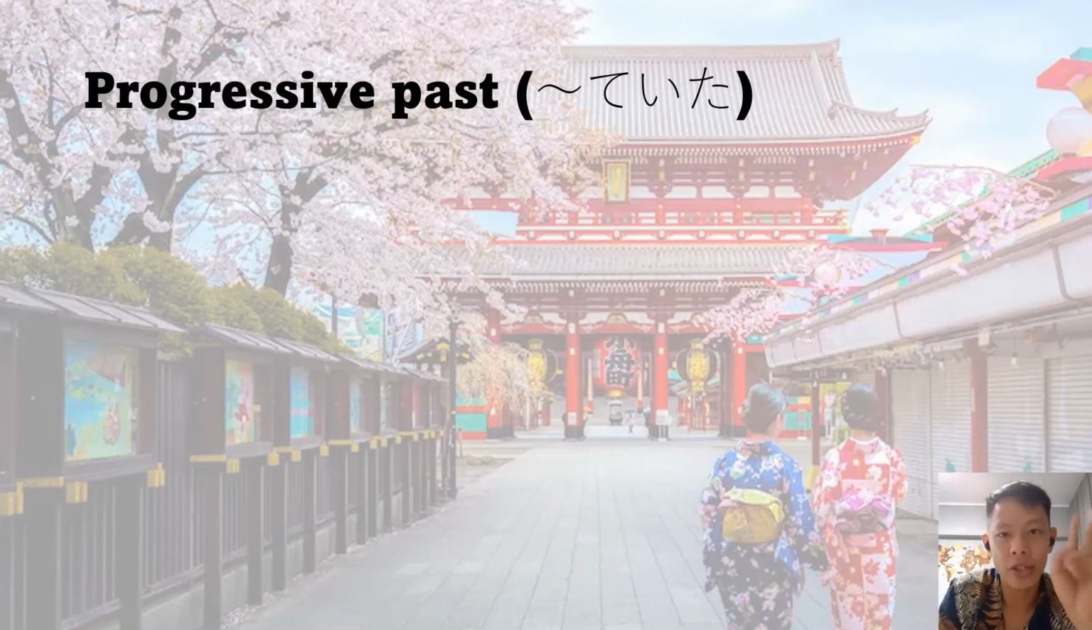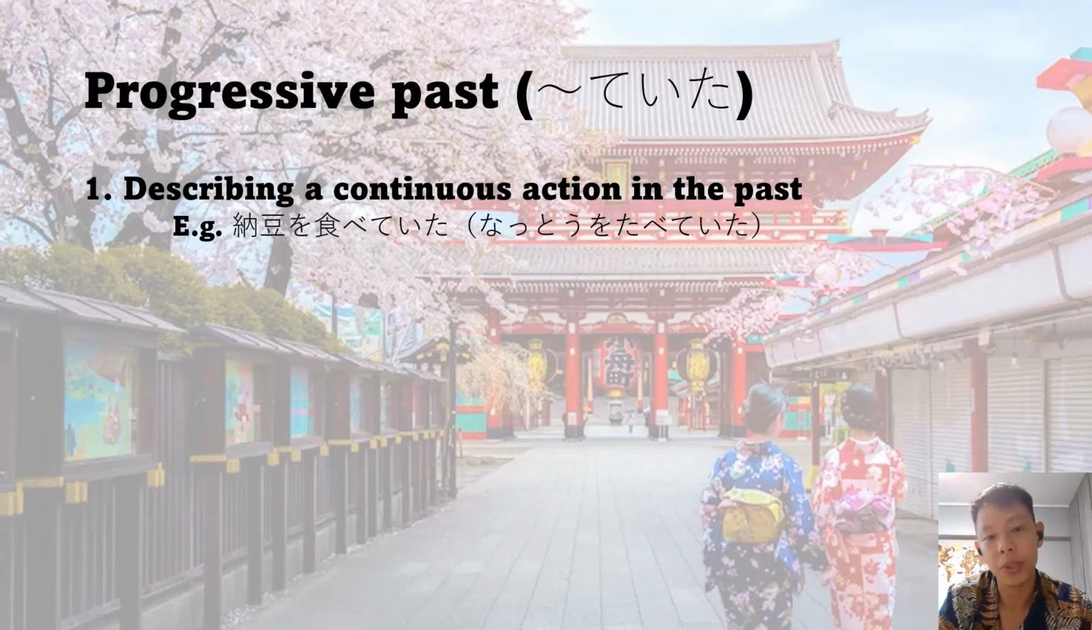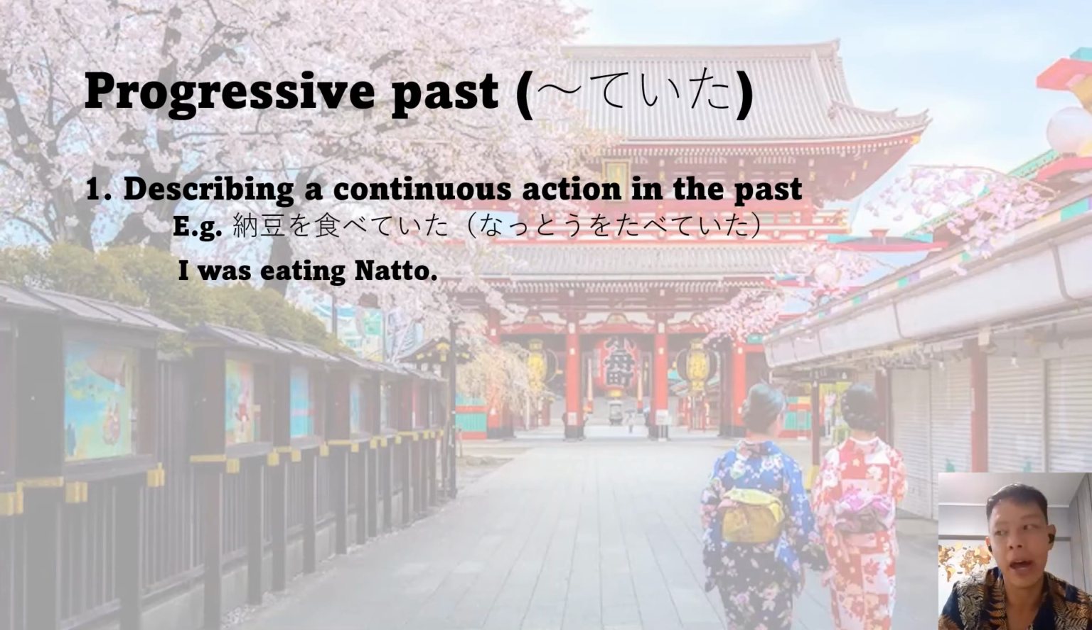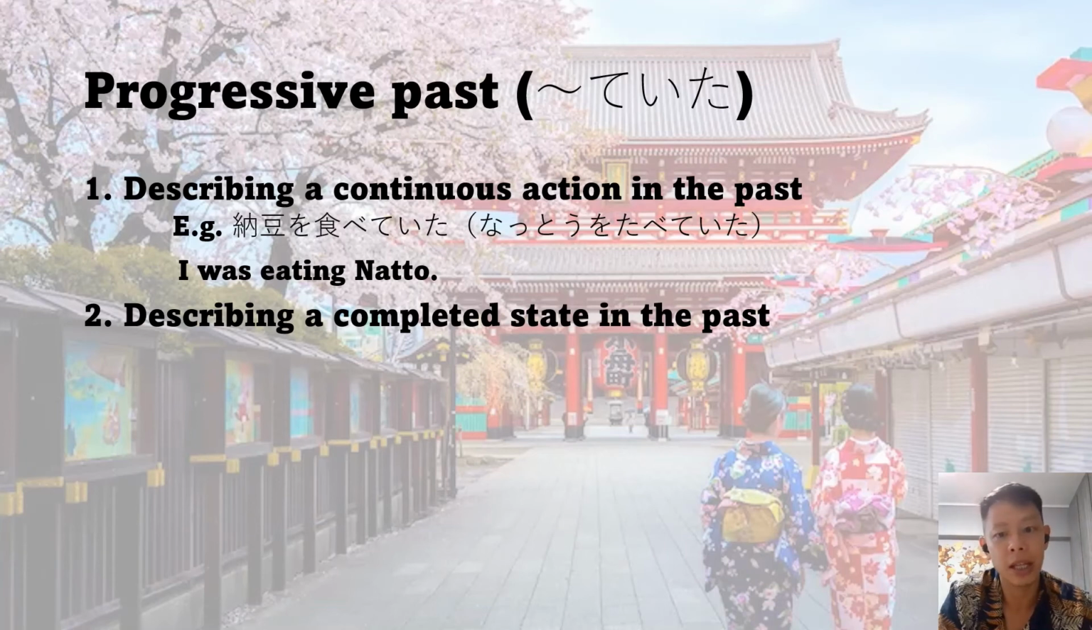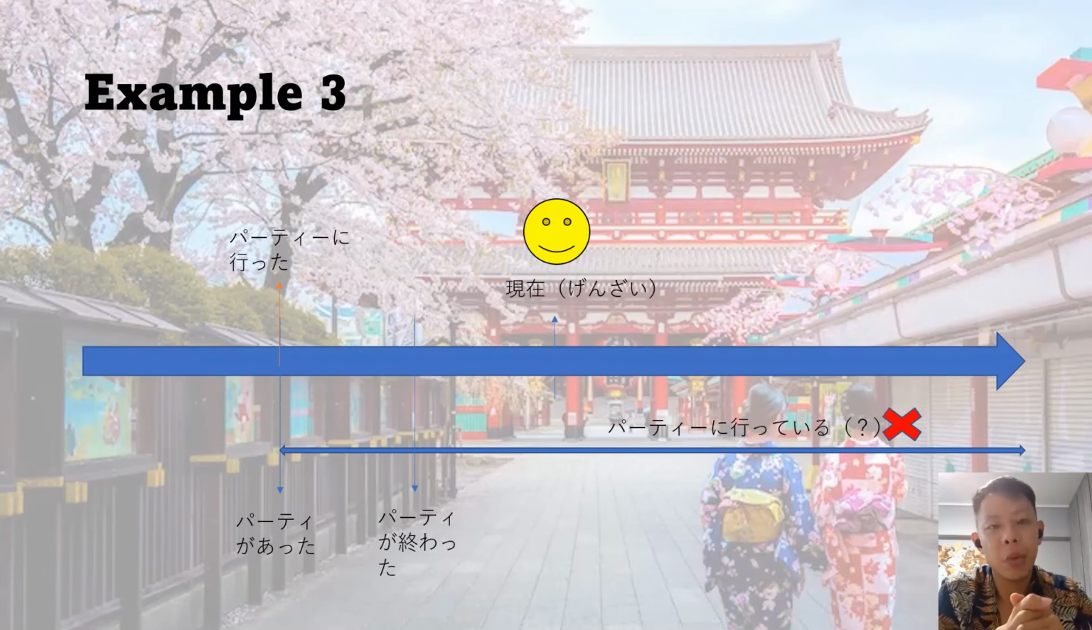So the two ways to use this is obviously going to be when you're describing a continuous action in the past. Like in English, I was eating. Natto would be natto tabeteita. It's something that happened in the past, but it was a continuous state in the past, so you would use this tense. The other way of using this tense, when you're describing a completed state in the past, something that was ongoing in the past, but it has stopped. So for example, パーティーに行っていた. You can say that to mean I went to the party. If you want to describe the state that you were in that happened in the past, you would say パーティーに行っていた. So remember our previous example when I said that you can't say パーティーに行っている because the party has ended?